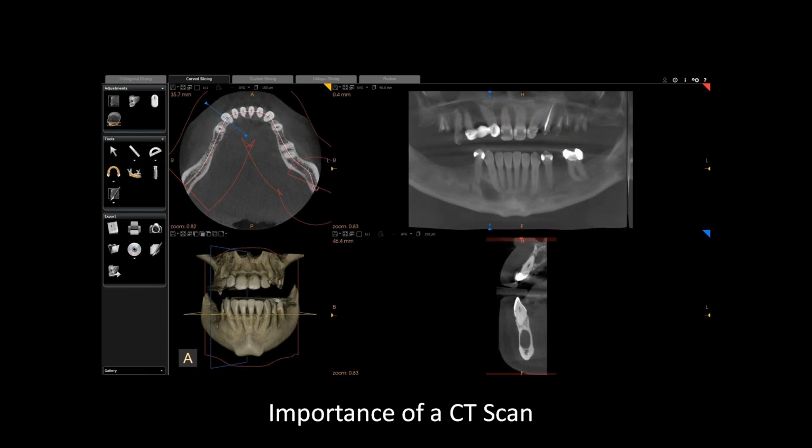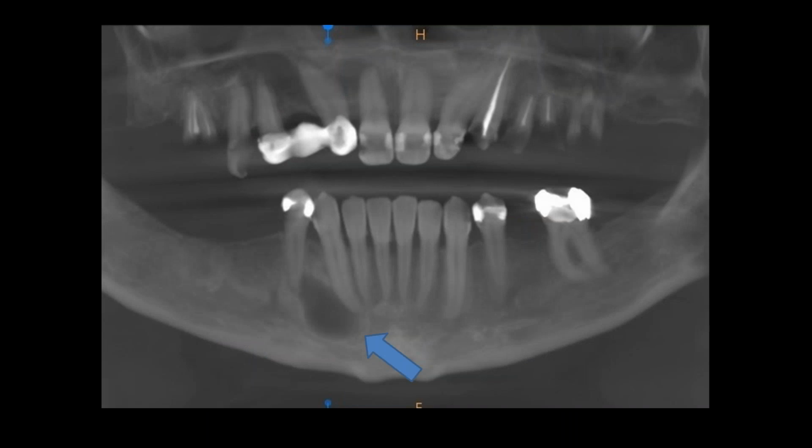Well, upon reviewing her CT scan at the consultation, we could clearly identify that she actually had a large radiolucency in the area between 27 and 28. In fact, upon a closer examination, we saw that tooth number 27 had some displacement because of this large radiolucency.